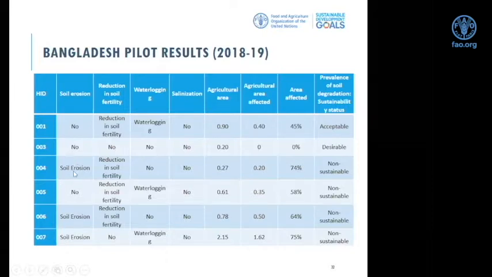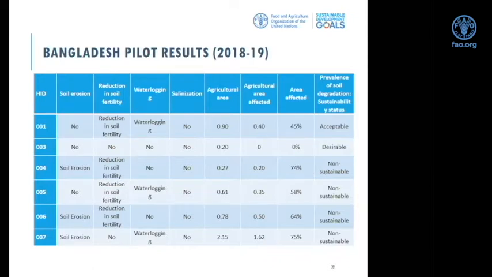Another holding, they mentioned soil erosion, reduction in soil fertility, and they said that we don't have any water logging or salinization issue. The total area of the holding is 0.27 hectares, which is captured by the questions that we ask within the agriculture survey. And the agriculture area affected, in this case, is estimated to be 74%, and hence it is considered as non-sustainable because more than 50% of the agriculture area of the farm is considered as affected.